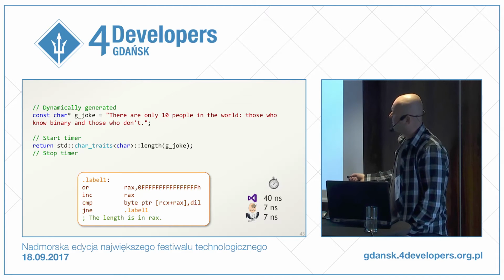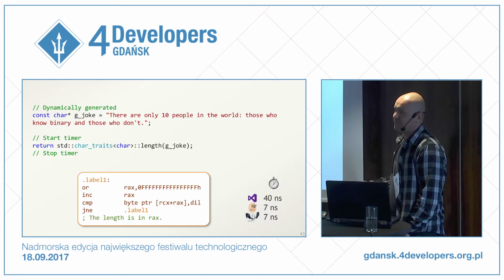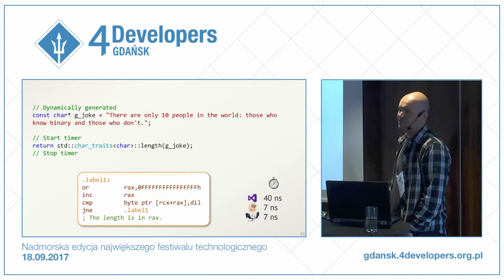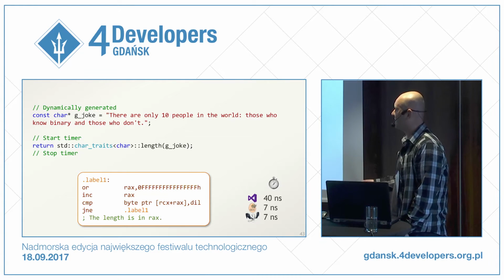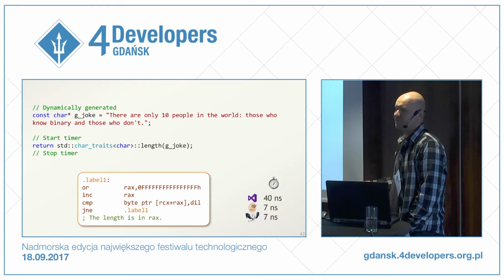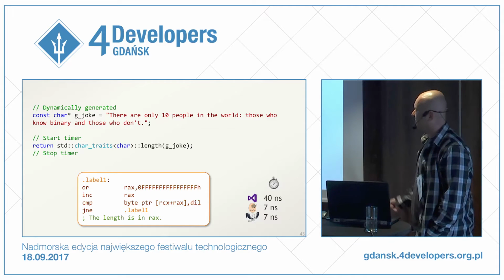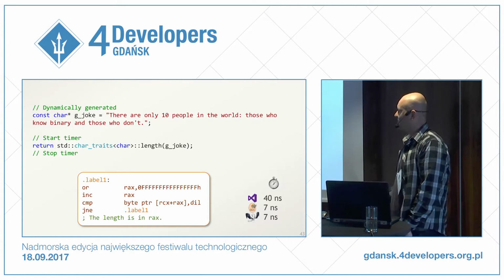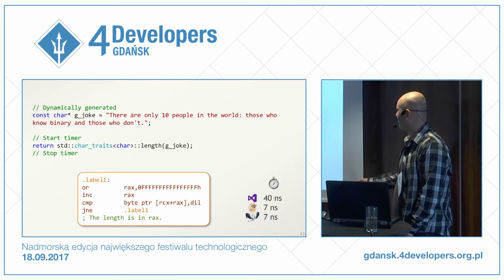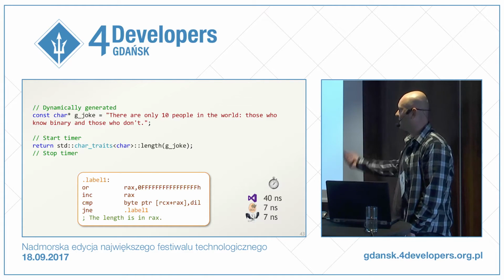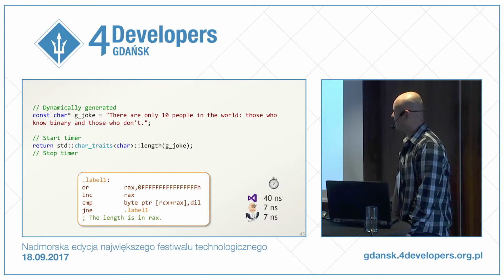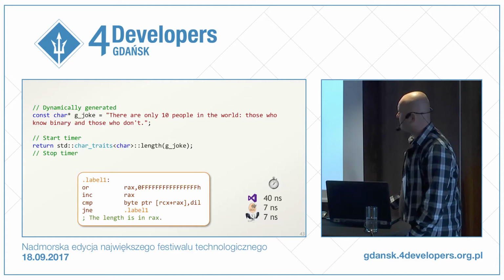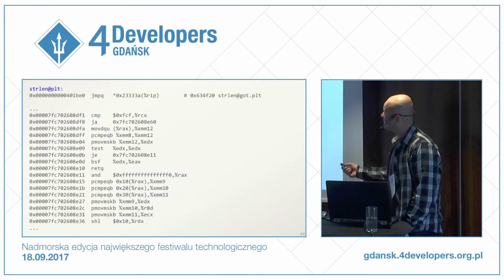Actually, this is the code for the length generated by Visual Studio. We see a simple loop, nothing happens, increment by 1 byte, and it loops looking for null termination. So it's hard to think how those compilers could generate something even faster than a few lines of assembly code. Well, the answer is non-trivial.